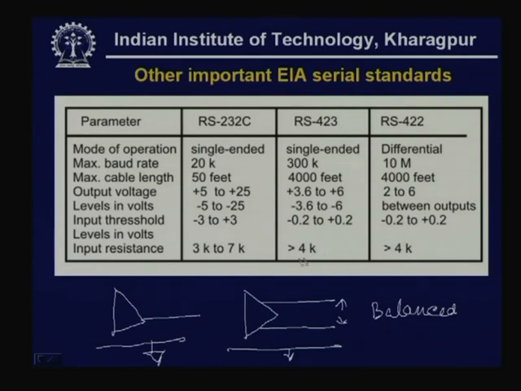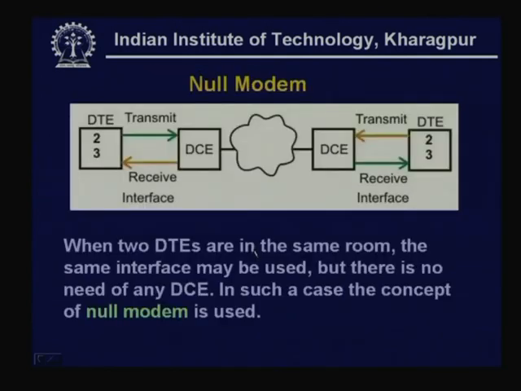Here the high input impedance is more than 4K, here it is 3K to 7 kilo ohm. So, in brief, this is the comparison of the other standards, and here is an important concept known as null modem in the context of this DTE-DCE interface.